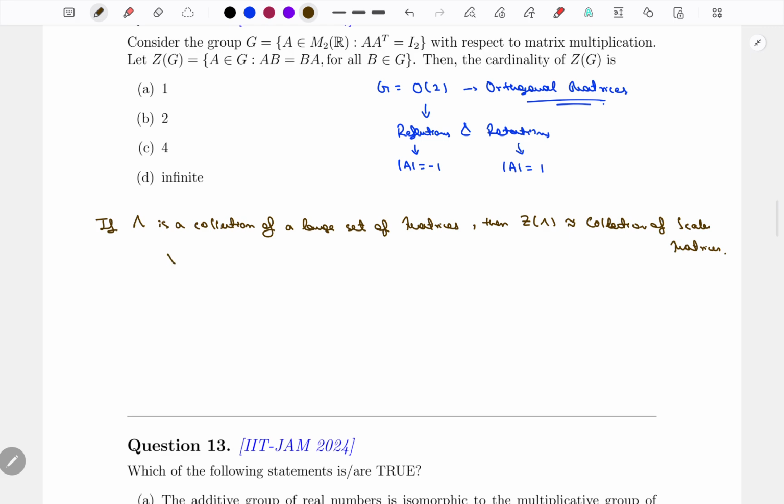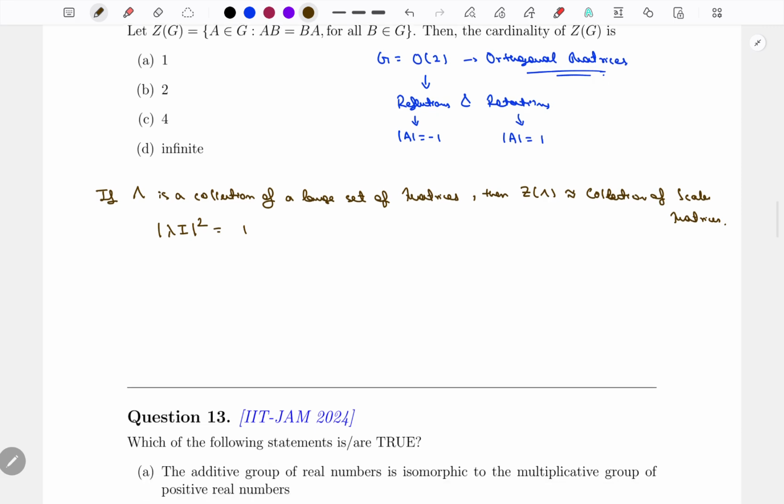That is, if you take any matrix of the form lambda I, then first of all, these elements must be in G, so their determinant should be 1. The determinant squared should be 1, because this times its transpose should give you identity. But that would mean lambda squared is equal to 1, which means that lambda is equal to plus or minus 1. So in that particular case, you get only two elements, I or minus I. So the center will have two elements.